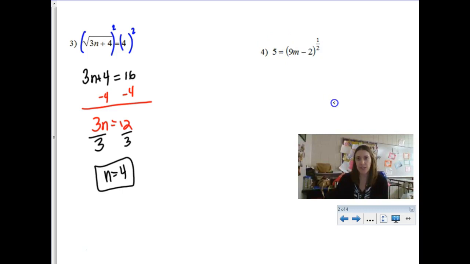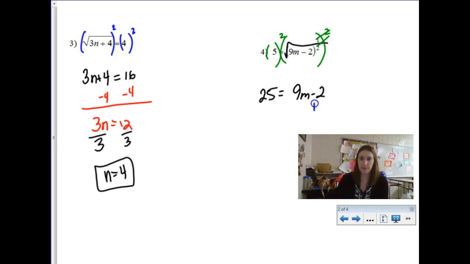This next question, I was trying to get sneaky, and instead of writing the square root symbol, I wrote the 1/2 power. But remember, the 1/2 power is the same thing as the square root, so if you would rather see it as the square root instead of the 1/2 power, that's fine. Either way, you're going to have to raise it to the second power. That's going to cancel with the 1/2 or with the square root. And then you have to do it to both sides of the equation, of course. So we end up with 25 equals 9m minus 2.